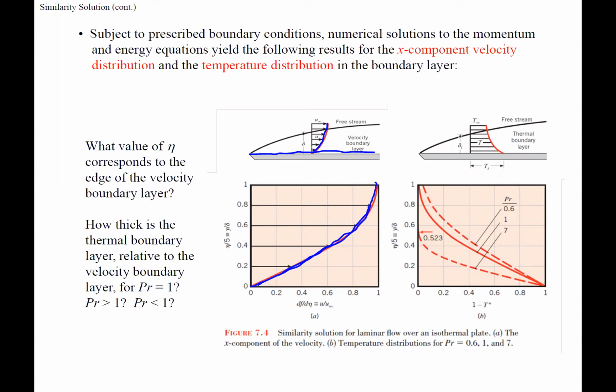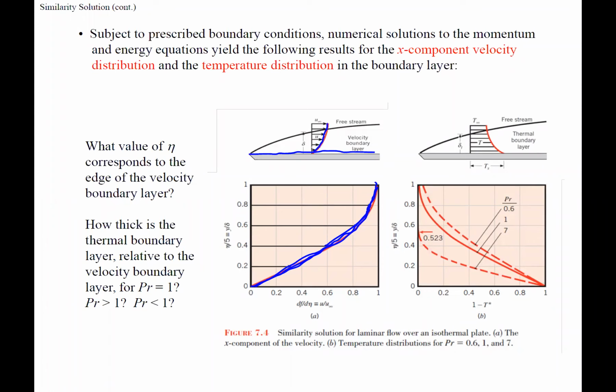And we know if we have the velocity profile from our first example in chapter 6, we can solve for the friction coefficient, right? If we have that, we just utilize that and take the derivative at y equals 0, right?